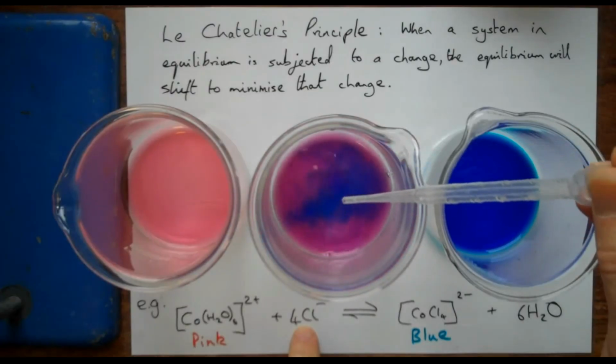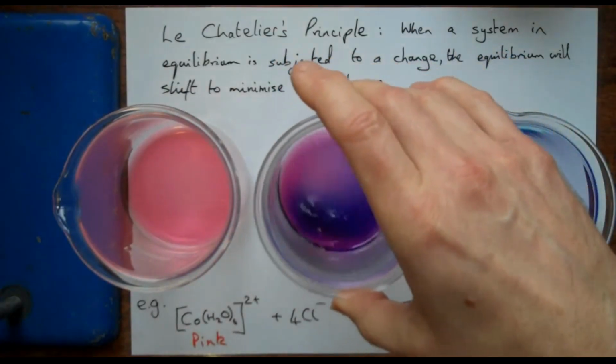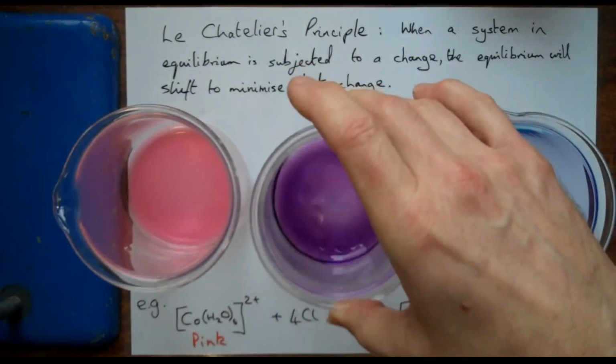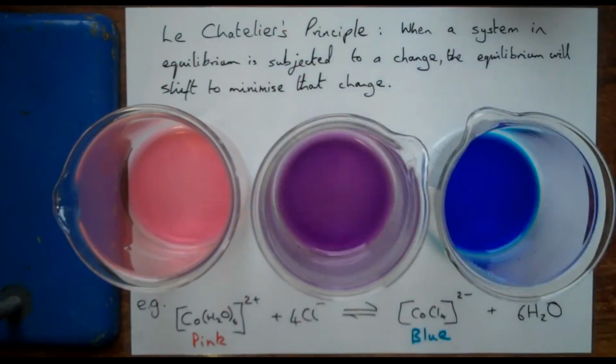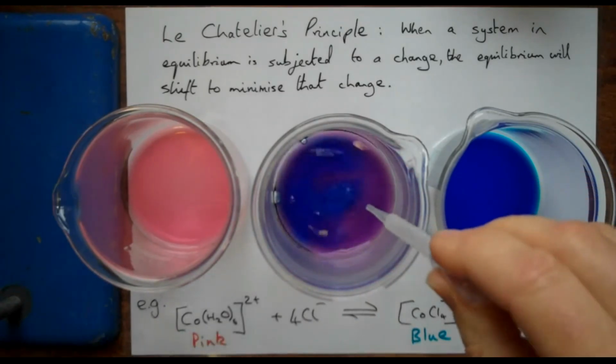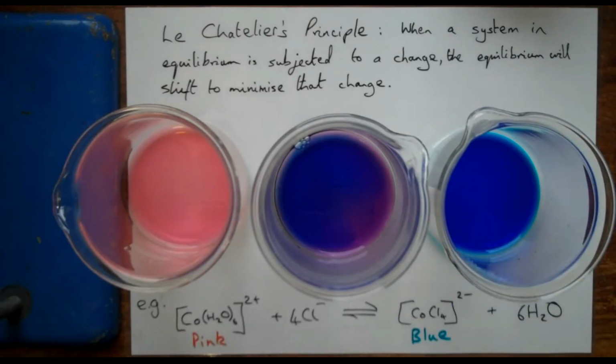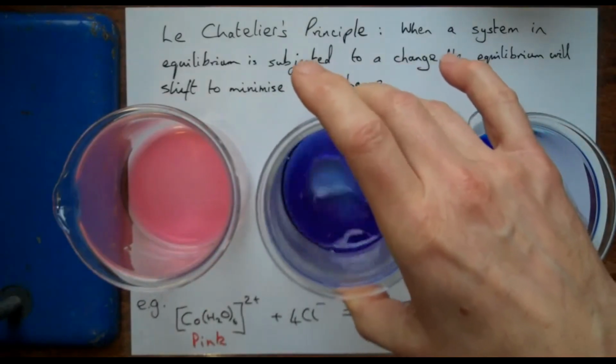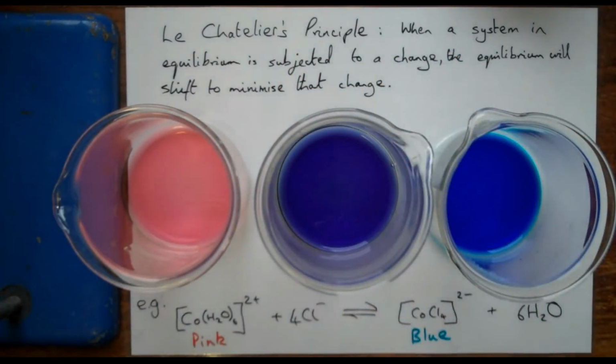You see the solution goes blue. If I stir it round, it's not fully blue, but it's gone a darker purple, a bluer purple. And if I keep adding hydrochloric acid, you can see a very intense blue colour there. Eventually, we will get to a complete blue. We're not quite there yet. We've still got some water present. So we've got the pink chemical and the blue chemical. They're still in equilibrium now, but there's more of the blue, less of the pink, because we added more chloride ions.